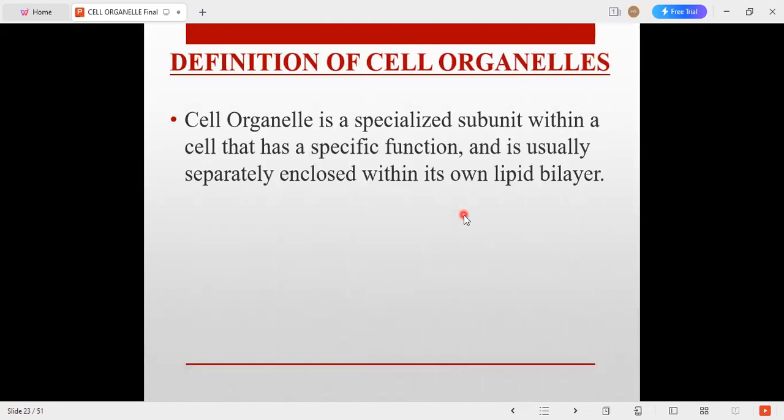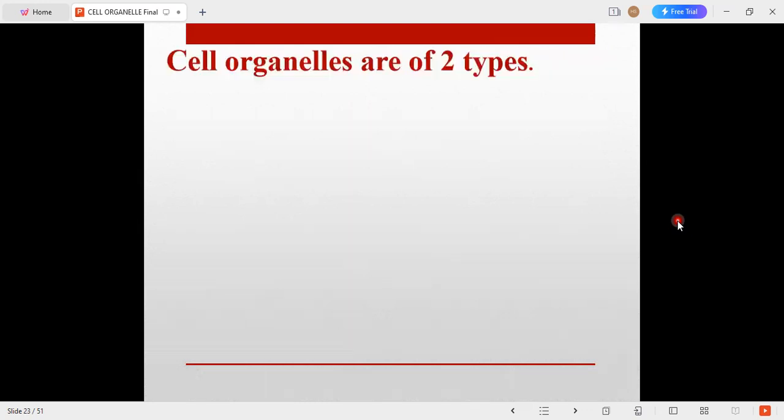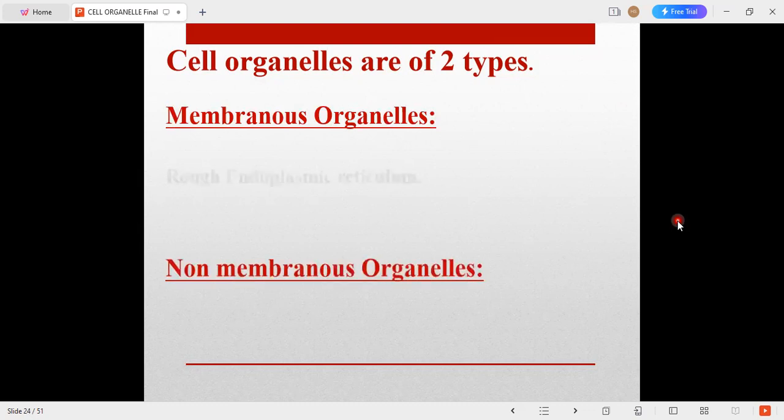So what are cellular organelles? Cellular organelles are specialized subunits within a cell that have a specific function and are usually enclosed within their own lipid bilayer. These organelles are known as membrane-bound organelles. Organelles are identified by microscopy. There are many types of organelles, particularly in eukaryotic cells. There are two main types of cellular organelles: number one, membrane-bound, while the other one is non-membrane-bound.